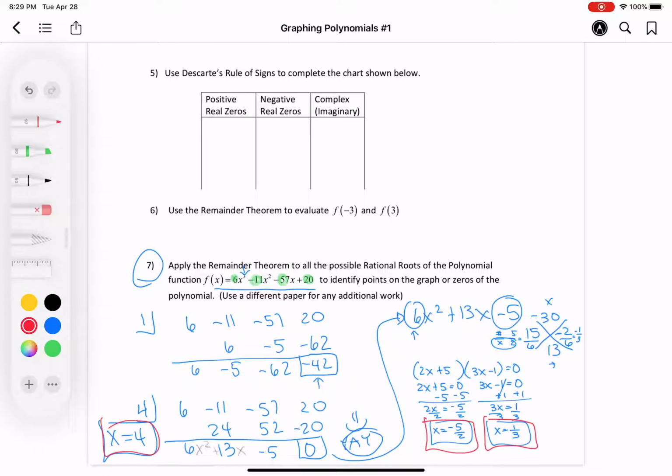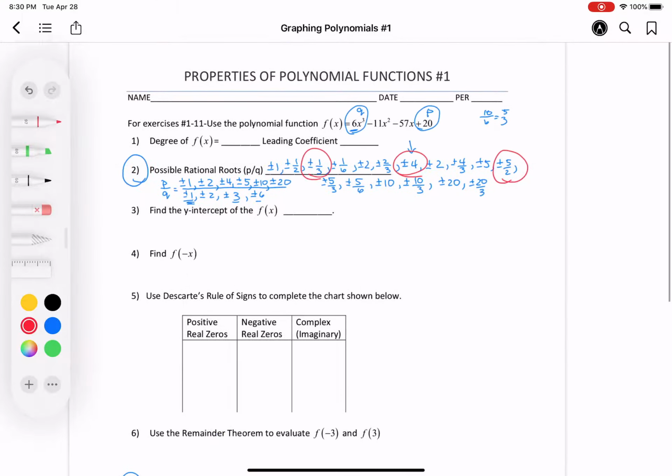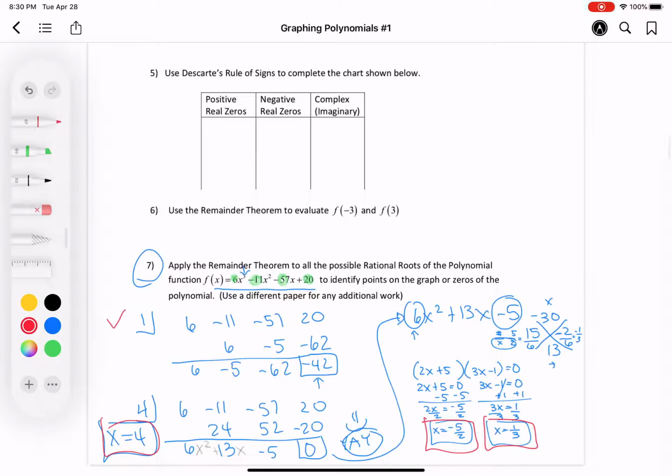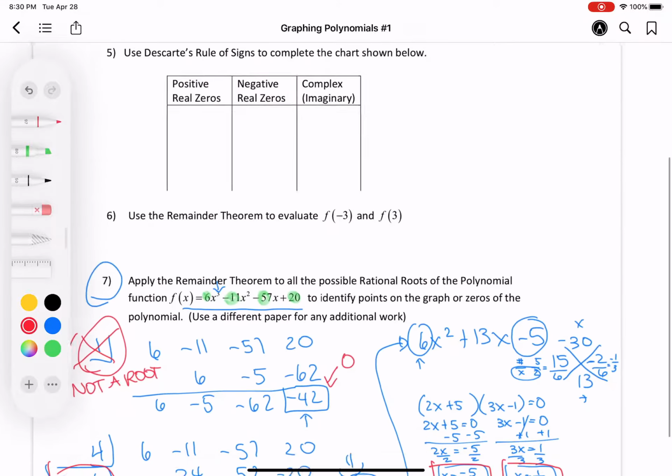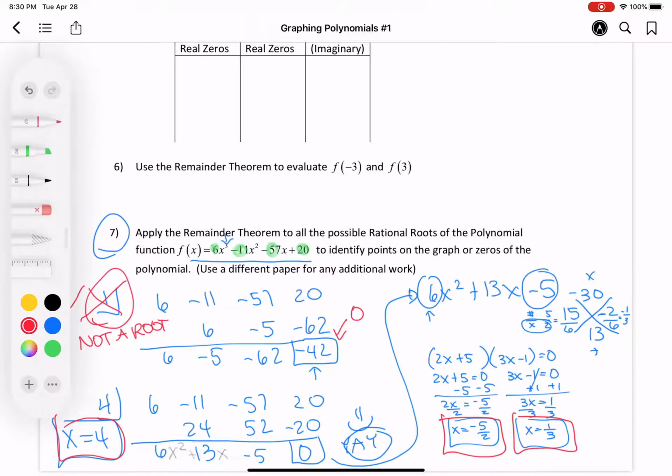Once you find one, and that's just guess and check. Now, if it doesn't work, that means 1 is not a root. In order for it to be a root, this needs to be a 0. This did not give me a 0, so this is not going to be a root. So then I just picked another one. I picked a 4. You could have picked a 2, and then maybe it would not have worked, and then gone to the next one, picked a 4. Okay? So that is how you complete number 7.